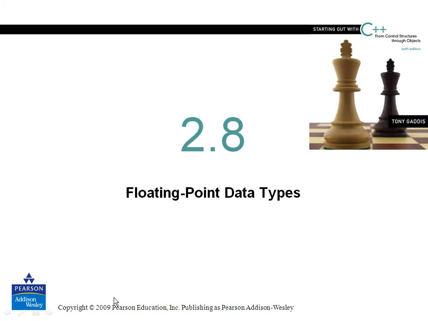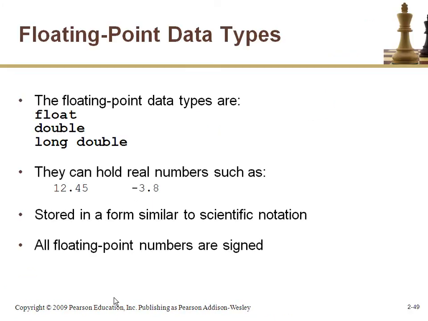Section 2.8, let's look at the floating point data types. A floating point data type would be either of the type float, a double, or long double. Basically, if you are trying to store numbers with a fraction part in them, you would use a floating point data type.